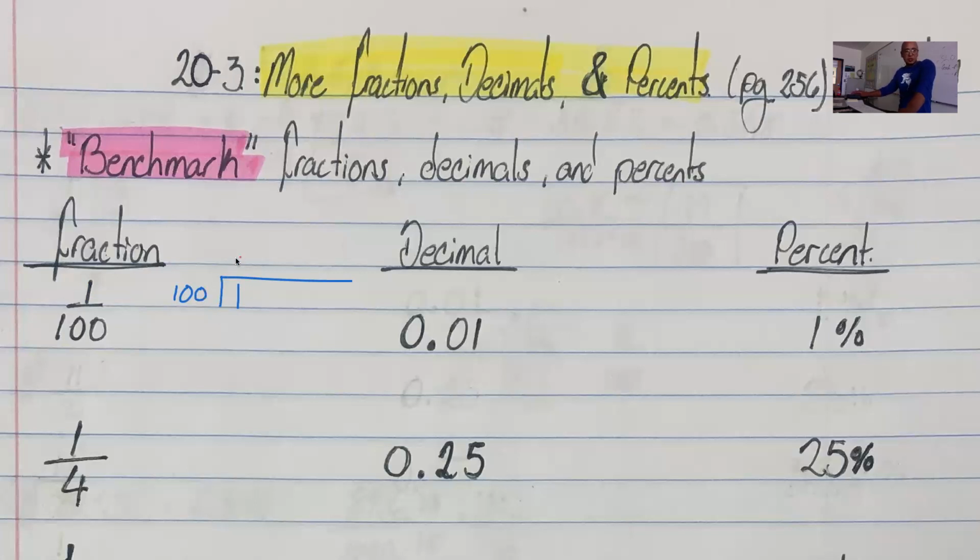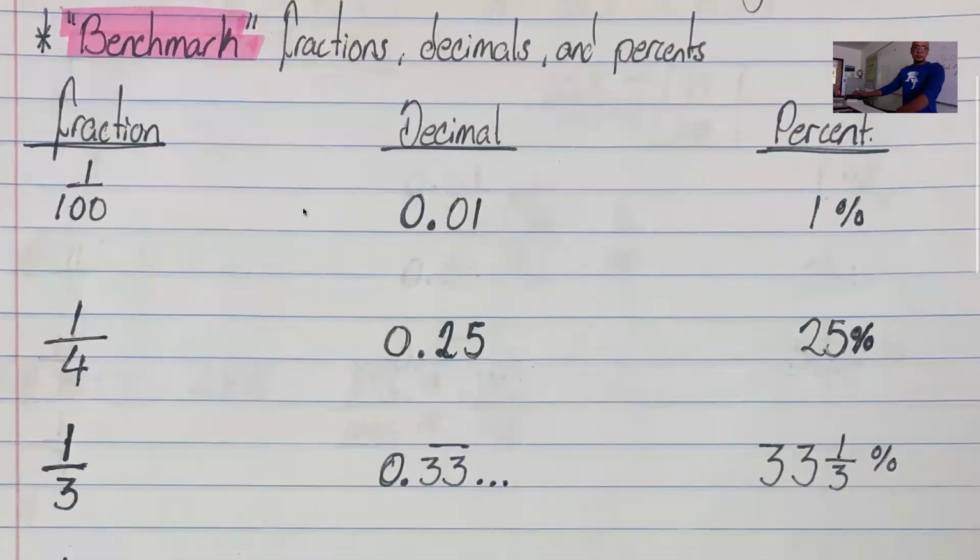So 100 cannot go into 1. So we can continue with the decimal. 100 cannot go into 10 either. But 100 can go into 100 one time, giving me this decimal, which if I read it correctly, it is 1/100th, which is exactly what I have over here, 1/100th. So ladies and gentlemen, again, these are all equivalent to one another, and I can go back and forth between them. Let's do another one.